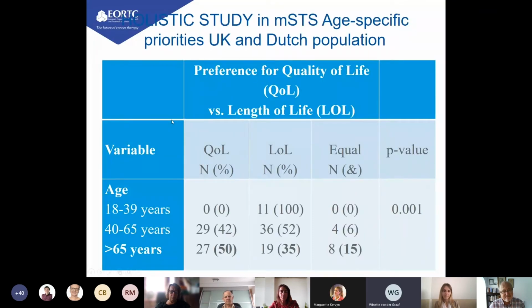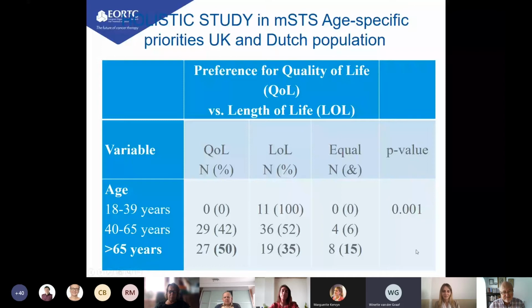Here I show you very briefly the results of a study we did where we asked patients with a metastatic soft tissue sarcoma, before the start of first treatment in the metastatic setting, whether they preferred quality of life or length of life. And as you can see here, all the younger patients preferred length of life. And if you look at the patients over the age of 65, half of them preferred quality of life. And there was also, of course, a group that preferred length of life. But there's a huge difference across the age groups, as you can see here.